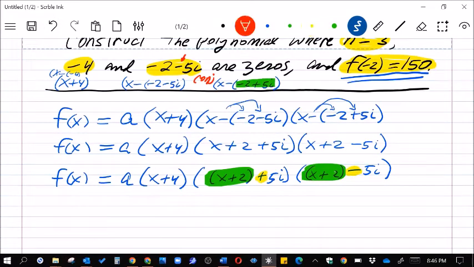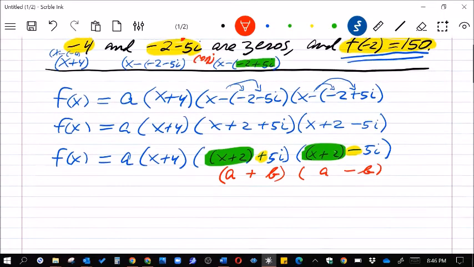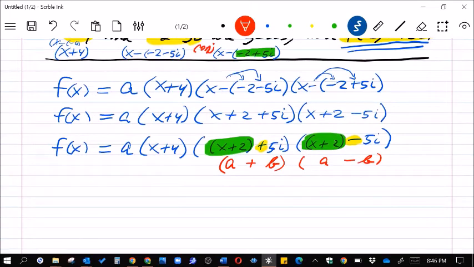So if you think about this, let's call x plus 2 a and 5i b. I have a plus b, and here I have a minus b. Which means now I can multiply these out and get rid of the imaginary number. But I'm going to multiply them out by using x plus 2 as a and the 5i as plus or minus b. All right, so let's actually show this.